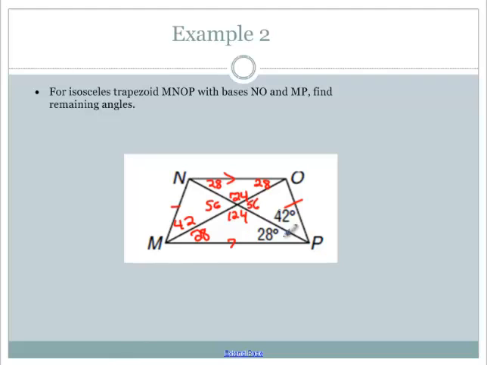I could either use these small triangles and subtract those from 180, or I could use the big triangles. I just have to do 28 plus 42 in this corner. So I'm going to do 180 minus 56 minus 42, and I get that this angle here is 82. On this side also, because it's an isosceles trapezoid, the left side is symmetrical with the right side, so we get a lot of duplicate angles.